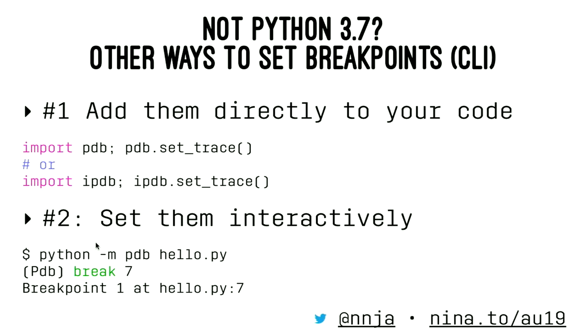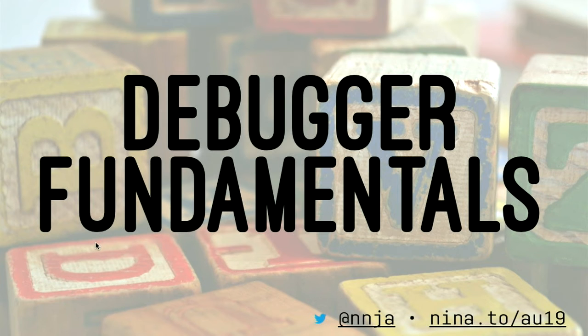You can run PDB as a module with the -m flag, and then you can just type in where you want your breakpoints to be. Know that with option number 1, this is a little bit harder to disable. And with option number 2, if your code moves around, your breakpoint line numbers might change, right? So I prefer using number 1, the first approach exclusively, but to each their own.